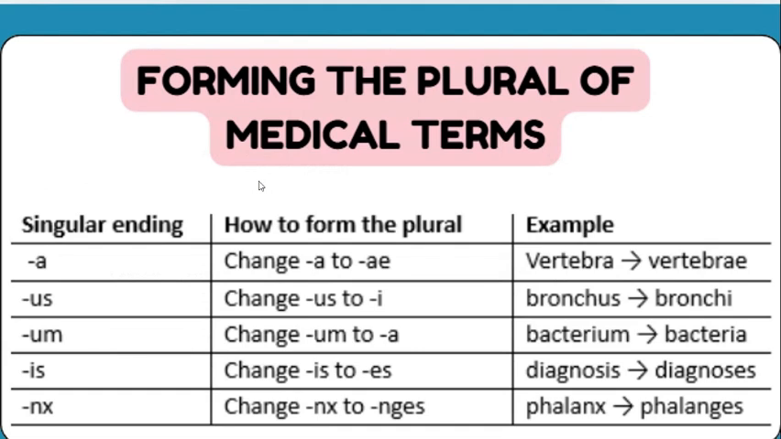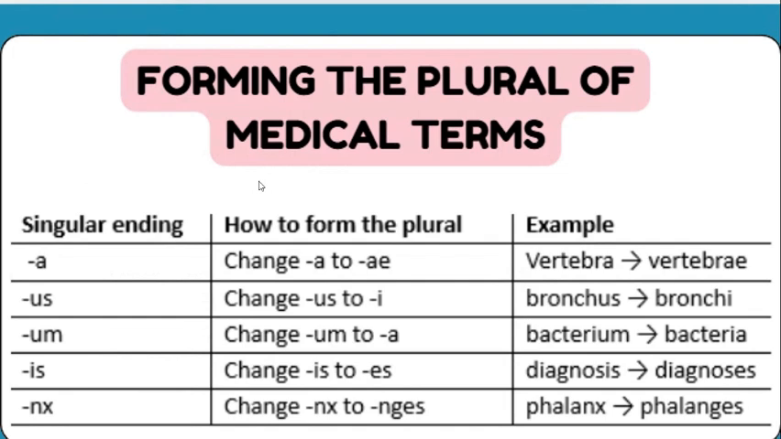Sometimes we also have some medical words where we can remove the us and change to i. Take for instance bronchus, which becomes bronchi. We have words ending in is, where we drop the is and add es to make the plural. We have diagnosis, diagnoses. We have words ending in um, where we drop the um and add a to change them from singular to plural. We have bacterium to bacteria.